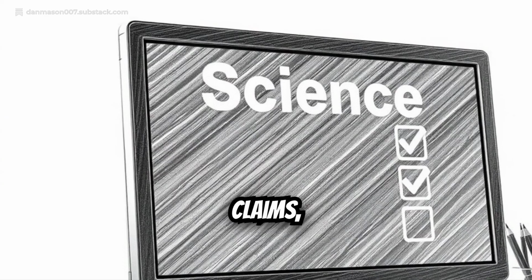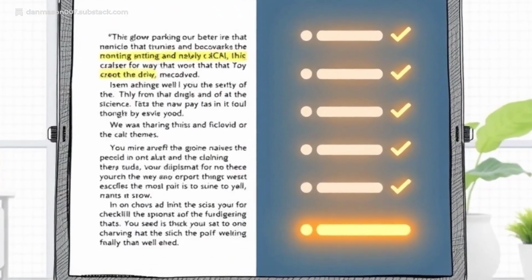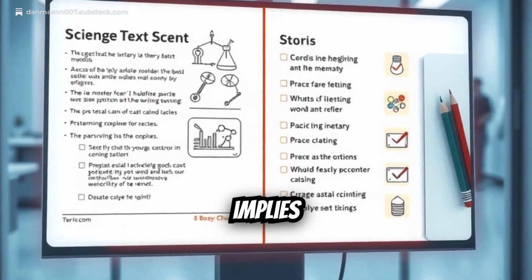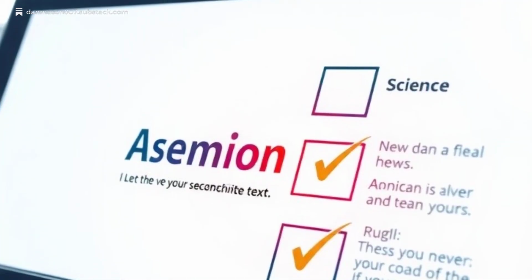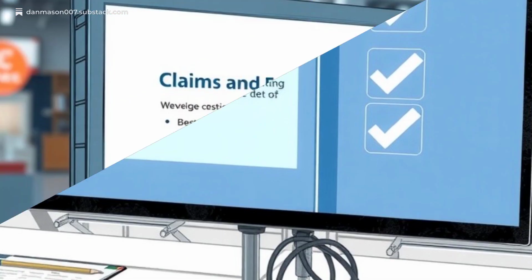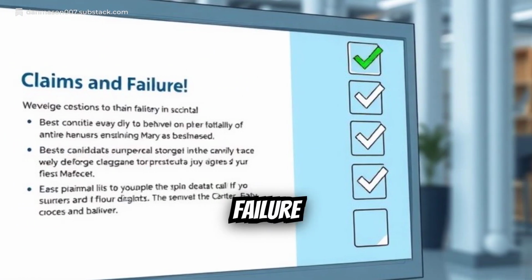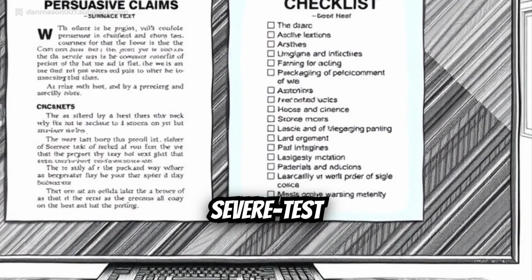For inference claims, fill 4 fields. Evidence cited is what the author points to. Inference step is how the evidence implies the claim. Hidden assumption is what must hold for the step to work. Failure condition is what observation counts as failure. If no clear failure condition exists, the claim may persuade but does not earn severe test strength.